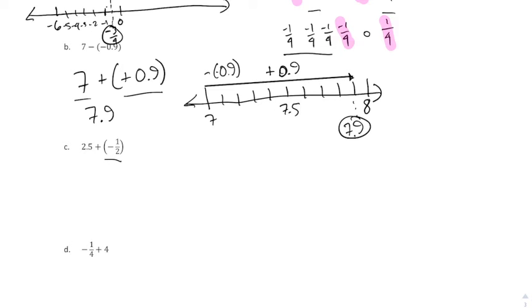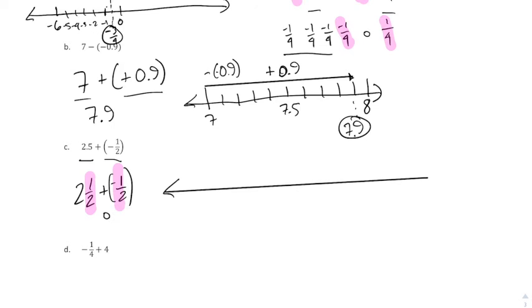We've got negative 1/2 there, and we've got 5/10 there. I'm going to go ahead and change that into 2.5, and I'm going to add negative 1/2. And I can see right away there that I've got a half, a negative 1/2, that are together going to make 0.